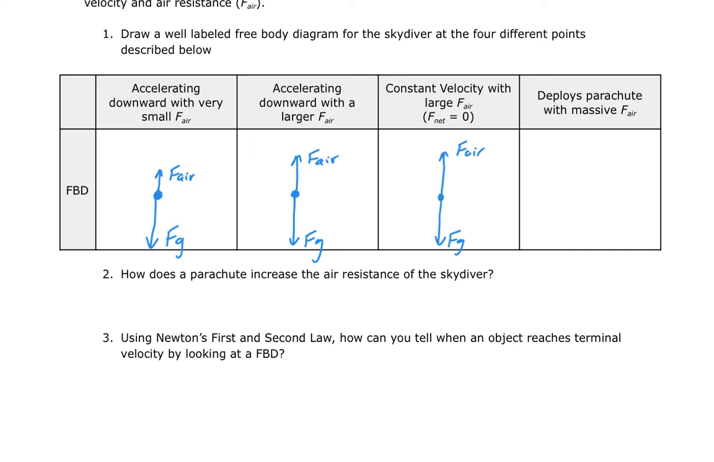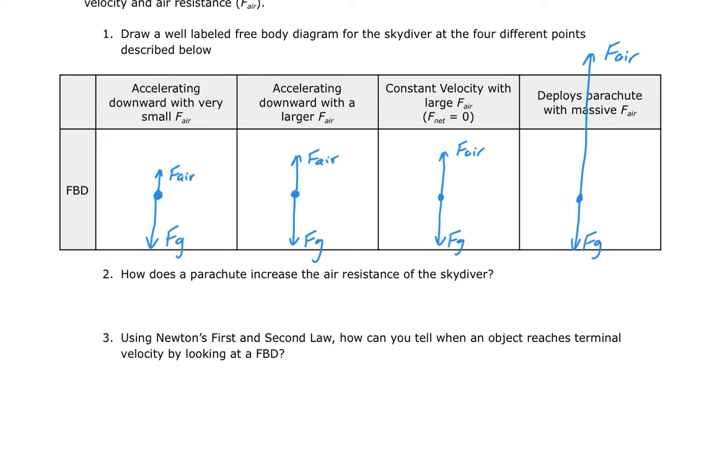Now, the problem, as we saw in the video, is that if nothing changed, that terminal velocity is really, really fast. And if that person were to hit the ground at that speed, let's just say it doesn't end well. So that's why we're going to have this person deploy a parachute. When they do this, they've greatly increased the force of air resistance acting on them. The force of gravity hasn't changed at all, but now we've got this huge force of air resistance pushing up.